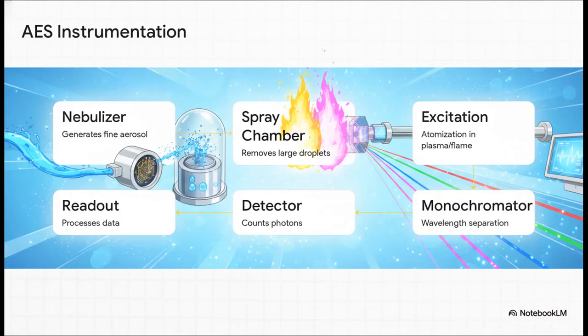Okay, follow the path of our sample here. It usually starts as a liquid, getting drawn into a nebulizer where a high-velocity gas just completely shatters it into a fine aerosol. Then it moves through a spray chamber. That chamber discards the larger droplets and sends only the absolute finest mist straight into our excitation source, like a flame or a plasma. There, the sample gets atomized and excited. The light it emits is funneled into a monochromometer, which basically acts like a highly advanced prism to separate the complex light into individual wavelengths. Finally, a detector, like a photomultiplier tube, counts those photons and sends the data right over to our readout processor.